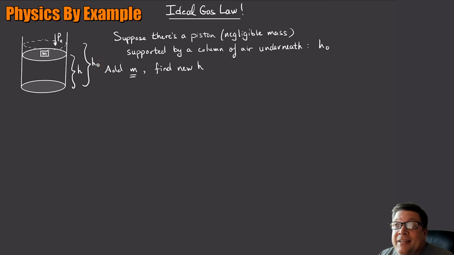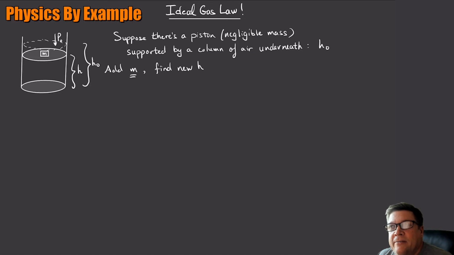All right, and then what we're going to do is put a mass onto the plate, and that'll sort of squash the air down. So what we want to do is find what this final height h of the piston is. How much does it compress is what we're really trying to find out. Okay, so we add that mass, and then we want to find the new height.